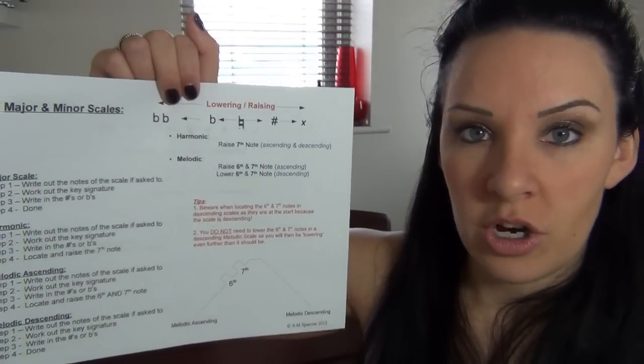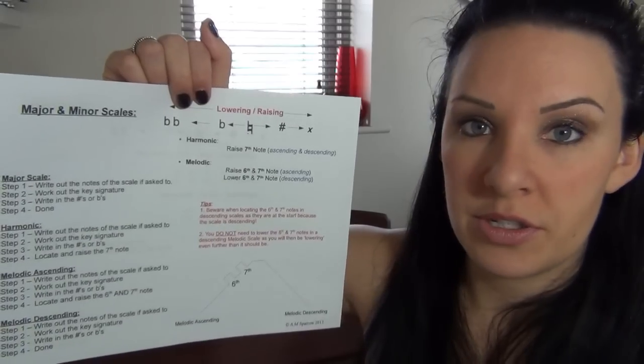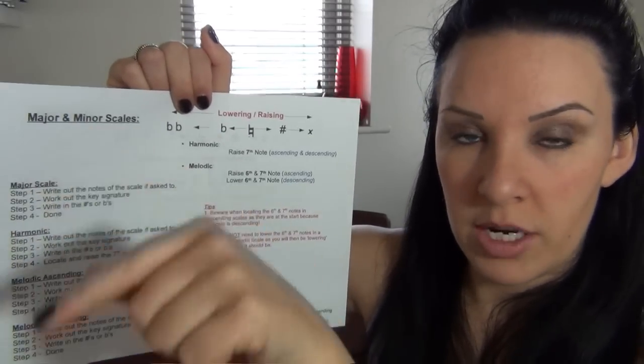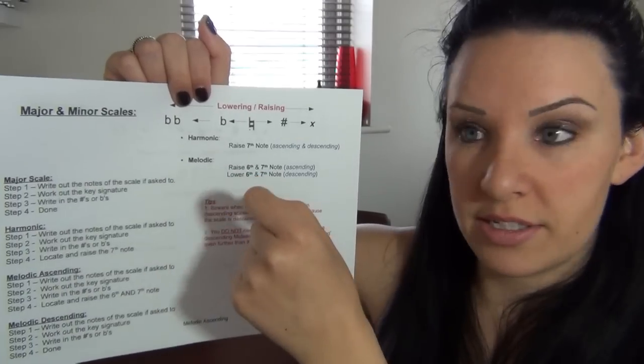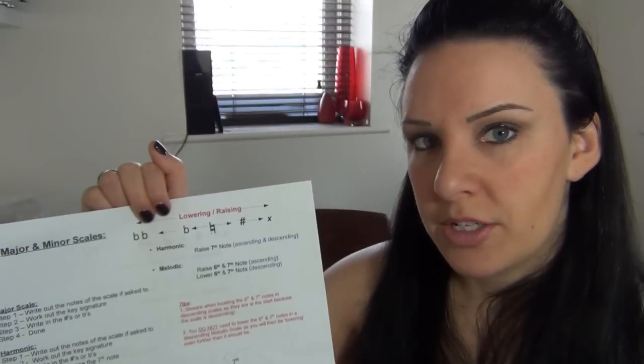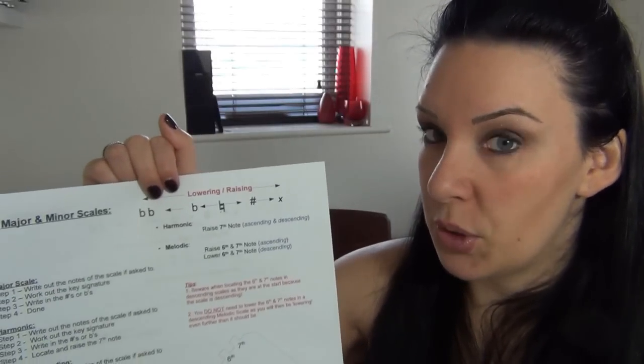Write in those sharps or flats, so if it was F sharp and C sharp, write a sharp next to the F and write a sharp next to the C, and that's it, that's your major scale. And that's going up and going down, so they're fairly simple. The complication comes when you're talking about harmonic and melodic scales.